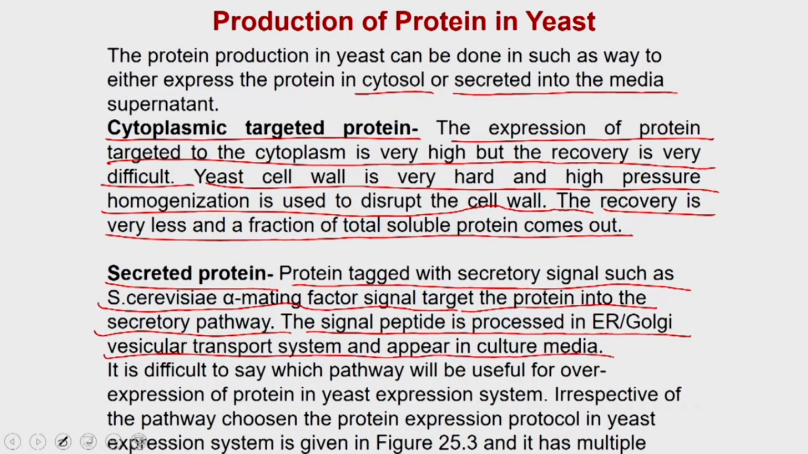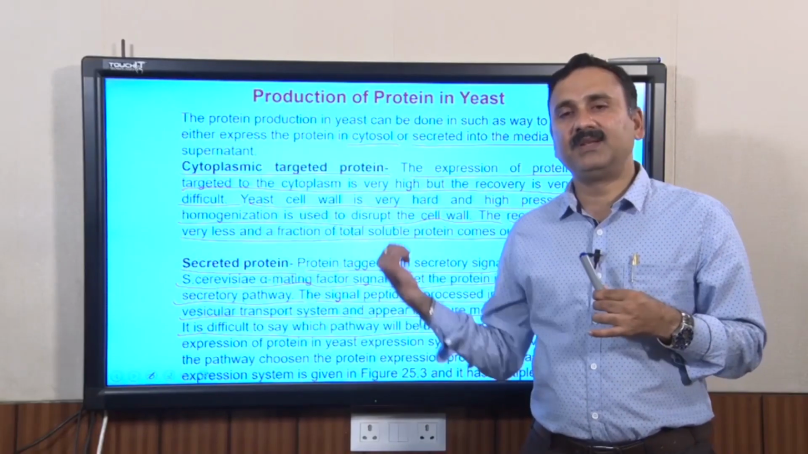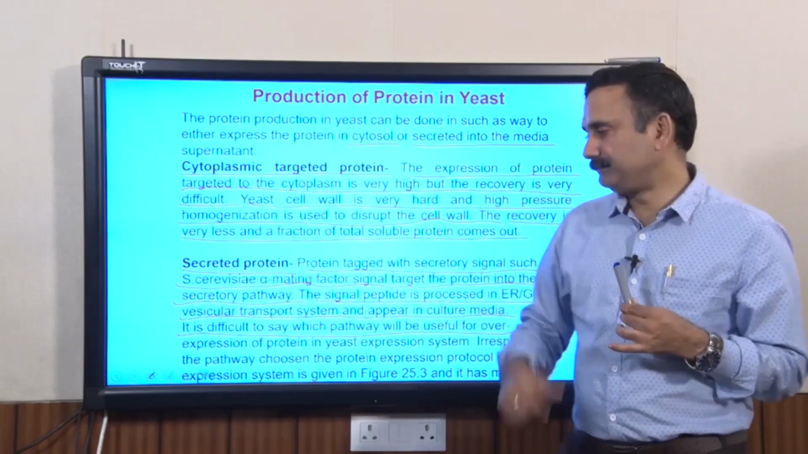So, in that case the protein will be secreted out and will be present in the culture media, but it depends on the protein which is going to be overexpressed. It is very difficult to decide whether you would like to use the cytoplasmic pathway or the secretory pathway, because both pathways have their own advantages as well as disadvantages, and you have to decide depending on the type of protein which you would like to overexpress in yeast expression systems.